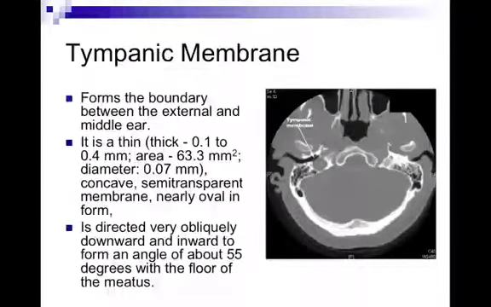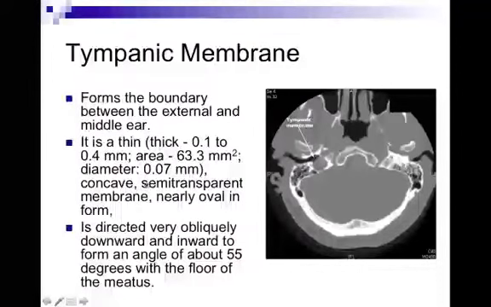So that brings us to the tympanic membrane. The tympanic membrane is the boundary between our external and the middle ear. It's a very thin membrane, only about 0.1 to 0.4 millimeter, hence it's very delicate. And the way it's attached to the ossicles makes it a concave shape. In other words, it's curved more inwards.